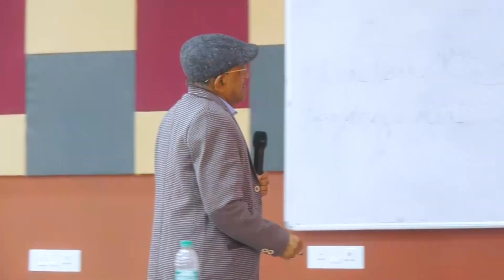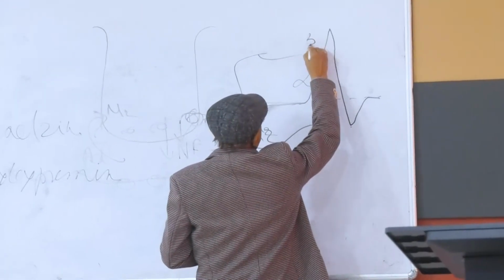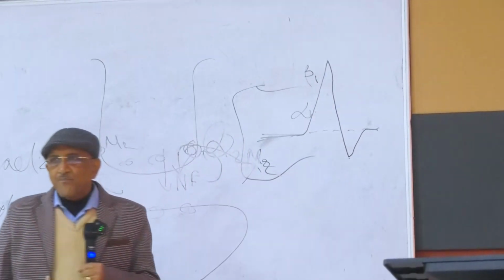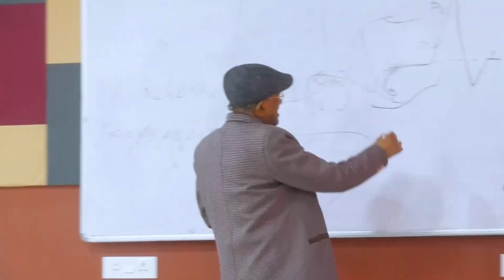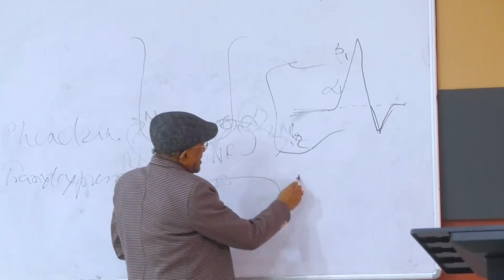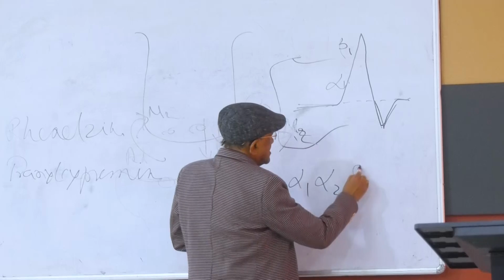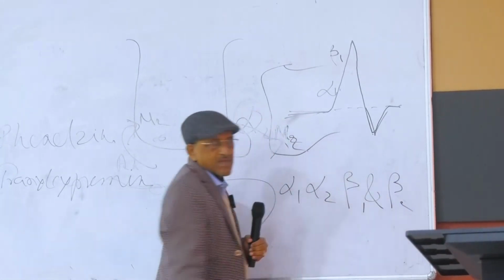This is initially the alpha 1 effect on the blood vessel: strong vasoconstriction, increased peripheral resistance, and there will be a rise in blood pressure, followed by action on the heart, beta 1, positive inotropic, positive chronotropic effect. But why is there a fall below the baseline? Adrenaline has got alpha 1 action, alpha 2 action, beta 1 action, and beta 2 action.